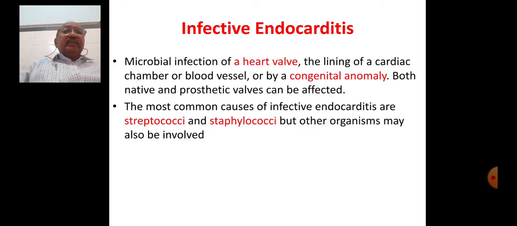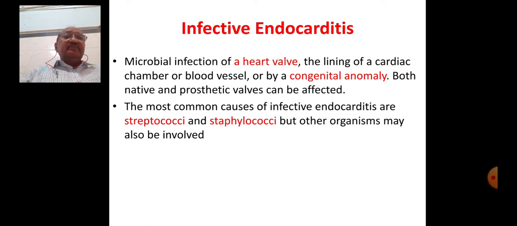So, infective endocarditis is the microbial infection of a heart valve, the lining of a cardiac chamber or blood vessel, or of a congenital anomaly. Both native and prosthetic valves can be affected. The most common causes of infective endocarditis are streptococci and staphylococci, but other organisms may also be involved.